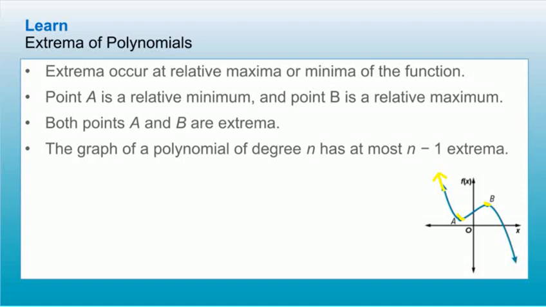The graph of a polynomial of degree n has at most n minus 1 extrema. So whatever the degree is, if it was x squared, it has at most 2 minus 1, so 1 extrema. An x squared is a polynomial that just opens upward or opens downward. I have a maximum of 1 extrema, so I can either have a minimum or a maximum here.